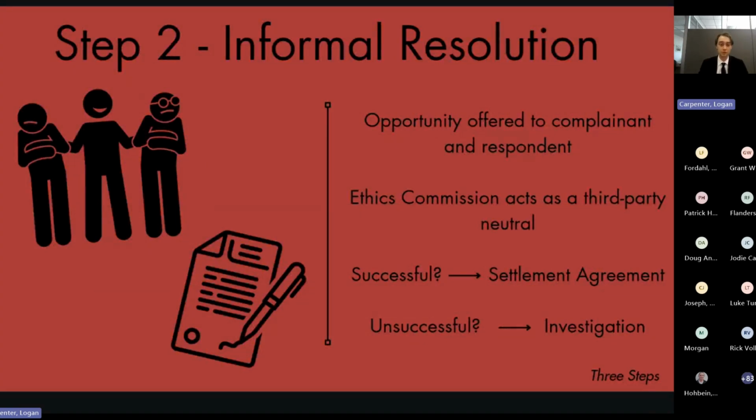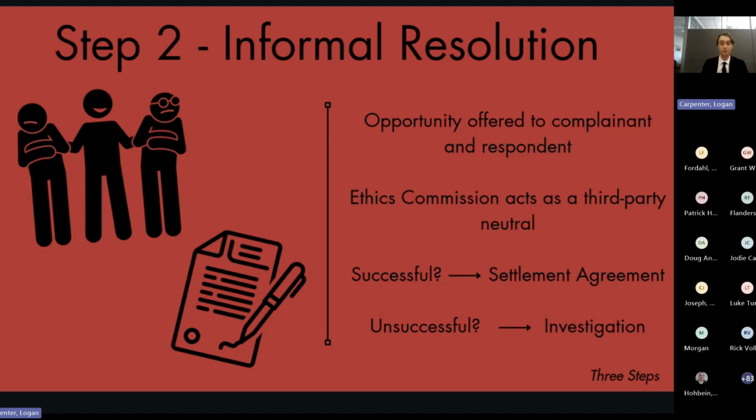If informal resolution is successful, commission staff will have the parties sign a settlement agreement. The complaint is then automatically closed. The complaint and the informal resolution remain confidential once that informal resolution is reached, unless the parties agreed to some form of confidentiality waiver as part of that settlement.